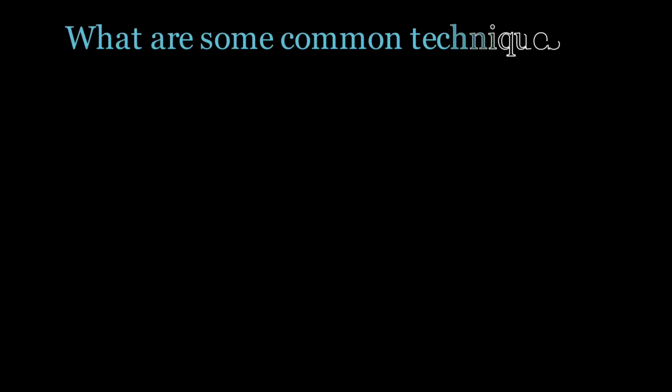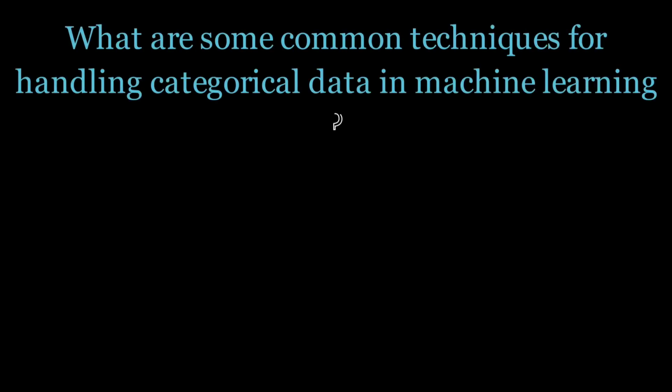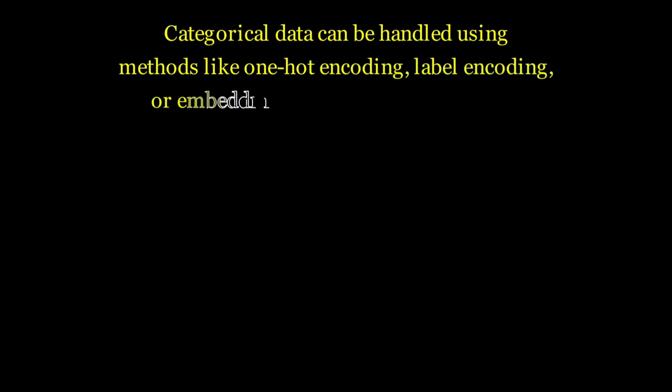What are some common techniques for handling categorical data in machine learning? Categorical data can be handled using methods like one-hot encoding, label encoding, or embeddings, depending on the model and problem type.